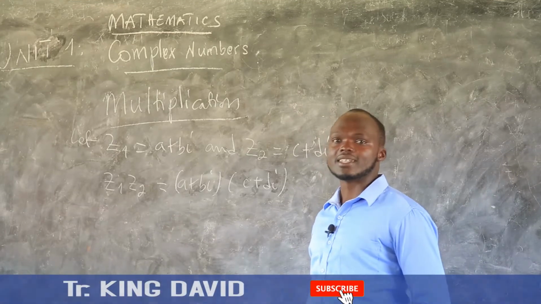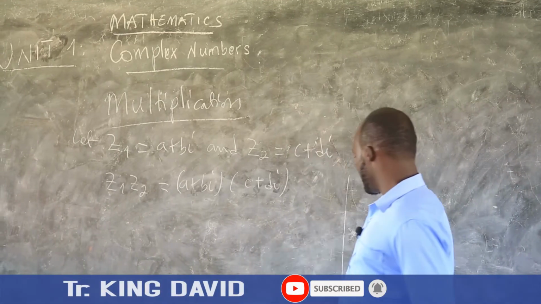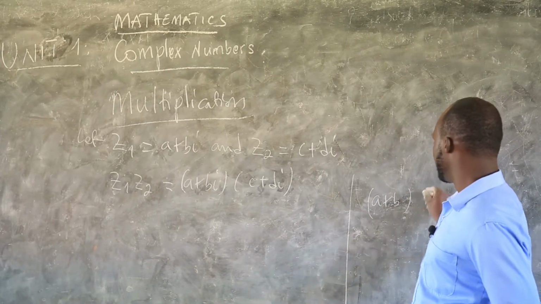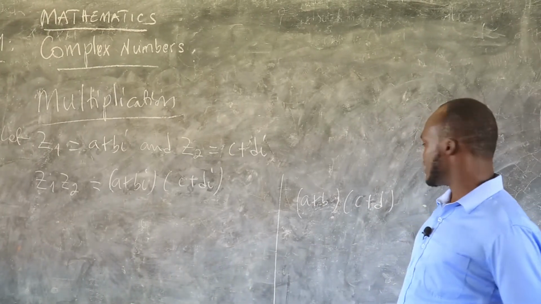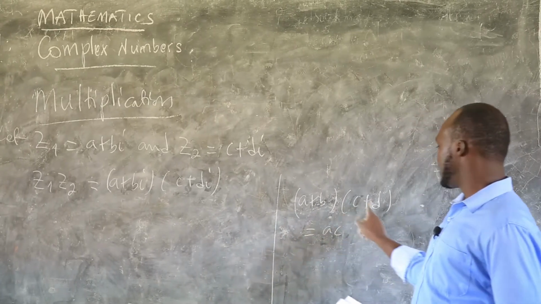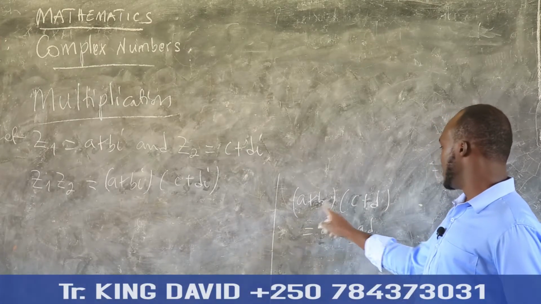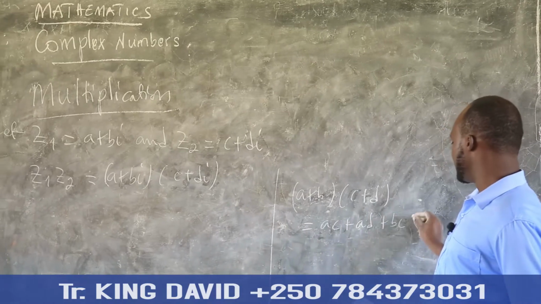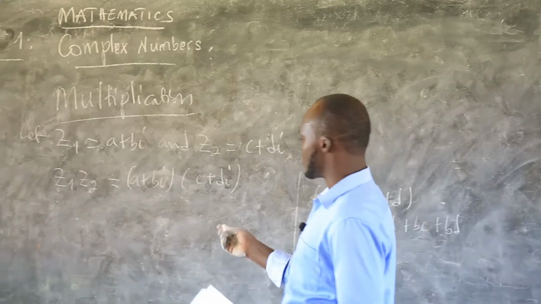The way we do it, we just expand. You remember when we are expanding, for example, when we have A plus B, C plus D. How can we expand this one? Just a matter of expanding. It is A times C, which is AC, A times D, which is AD, then B times C, which is BC, B times D, which is BD. Just expanding. So that's what we're going to do here.